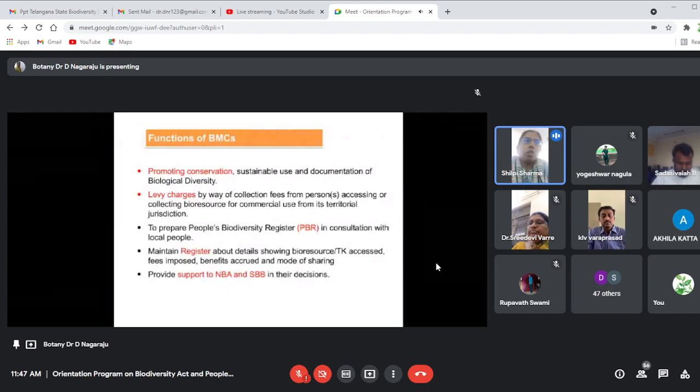So these committee members are responsible for making the PBR, the People's Biodiversity Register. Are they eligible to make a PBR? Are they scientifically strong? No, they are not technically strong. They are not scientifically strong. How can they make a PBR?